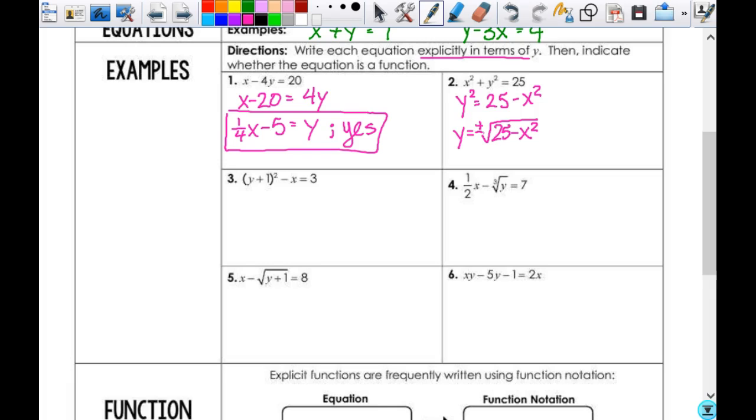If I just left that as the square root of 25 minus x squared and there was no plus or minus, that would only give me the top half of the circle, and that is a function. But to get the bottom half, I have to have the negative. So please don't forget when you take square roots, you have to have the plus or minus. And that way we know now, we already knew though, the answer is no.